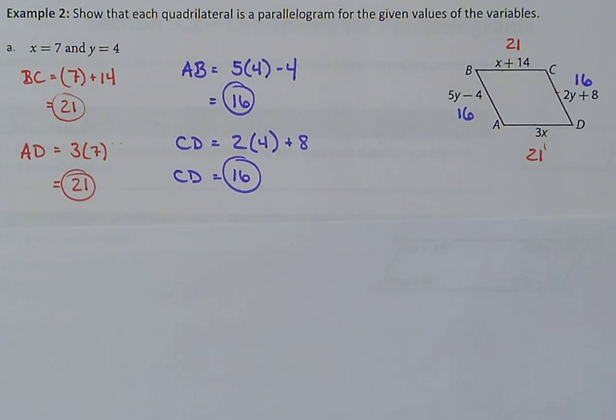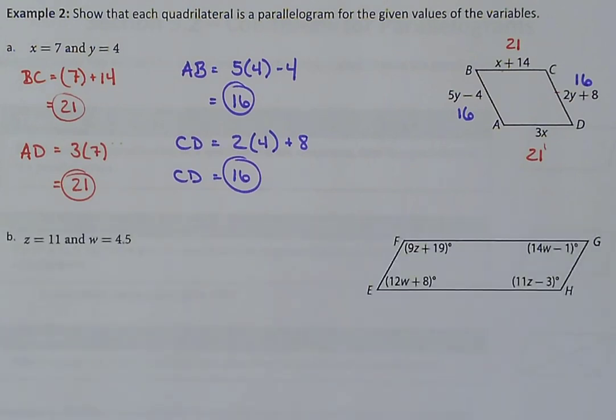So for parts B, C, and D, you are going to do the same thing, where you take the value for the variable that they tell you, plug it into each expression that includes that variable, and then confirm if it does in fact give you a parallelogram. So with that said, I am going to take a look at part B next.